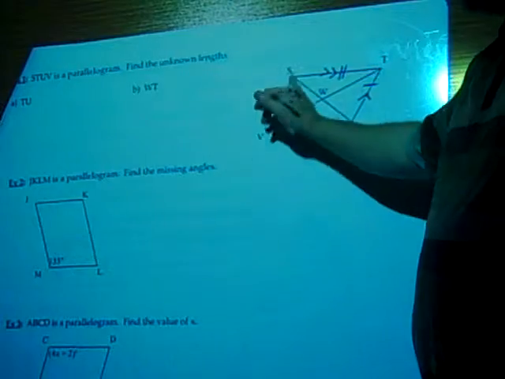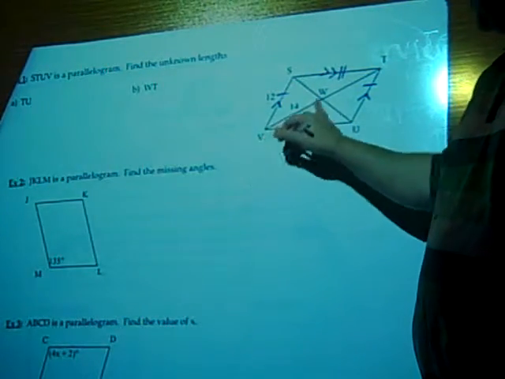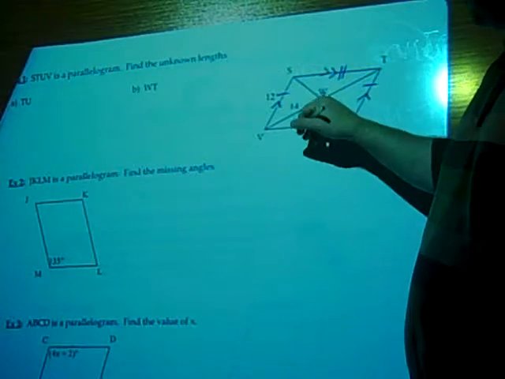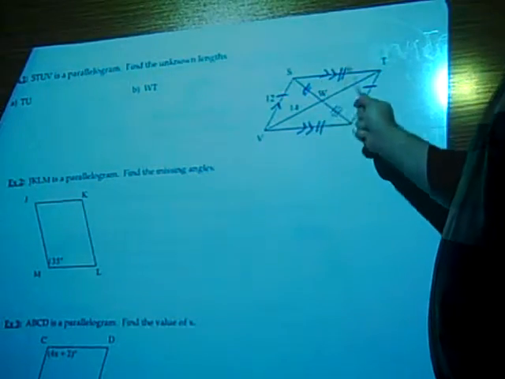And I notice I have some information here on the diagonal. So since W is the midpoint there, I know that VW is congruent to WT. So this is going to get three ticks. And I also know that VW is congruent to WT, so that gets 4.